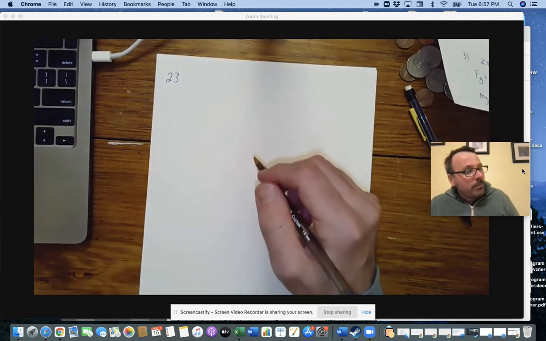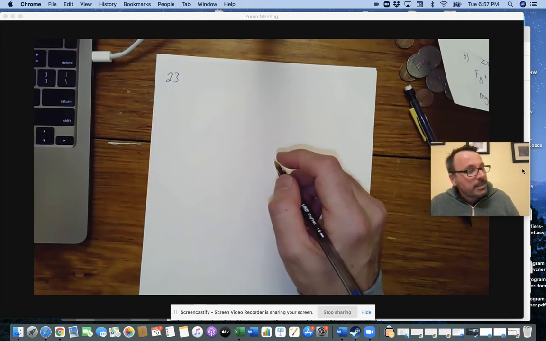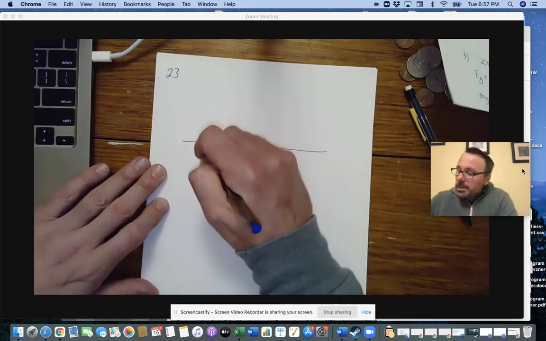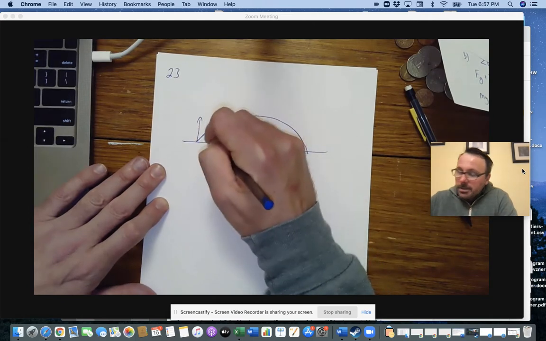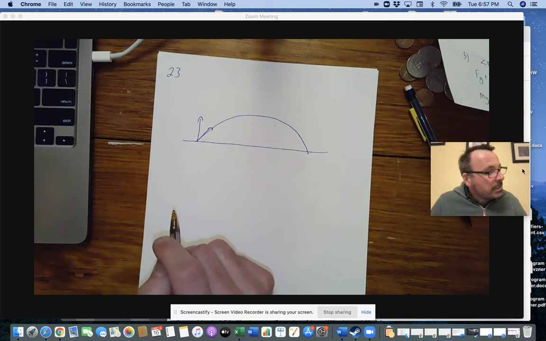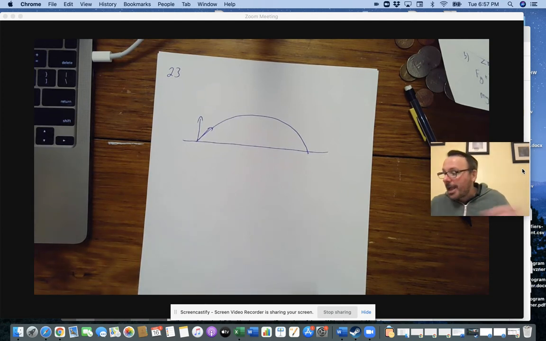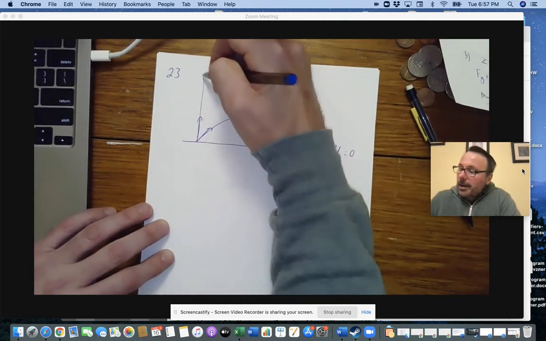We're told a cannonball is fired from a cannon with a muzzle speed of 1,000 meters per second, at an angle of 37 degrees with the horizontal. A second cannonball is fired straight upwards. So I've got this and I've got this, right? So we're told that the initial speed of both of those is exactly the same. So we want to find the maximum height reached by each ball and the total mechanical energy at the maximum height for each ball. Let y equal 0 at the cannon.